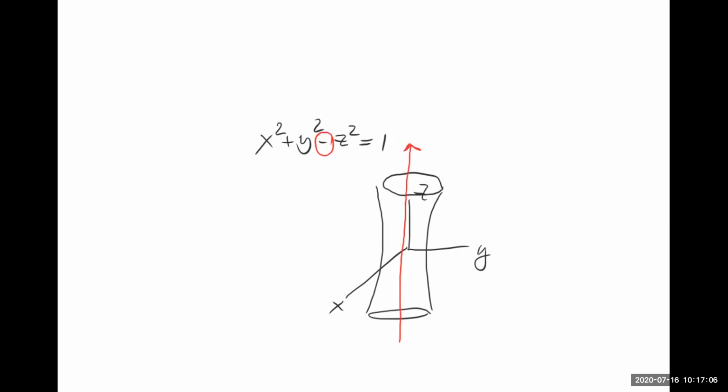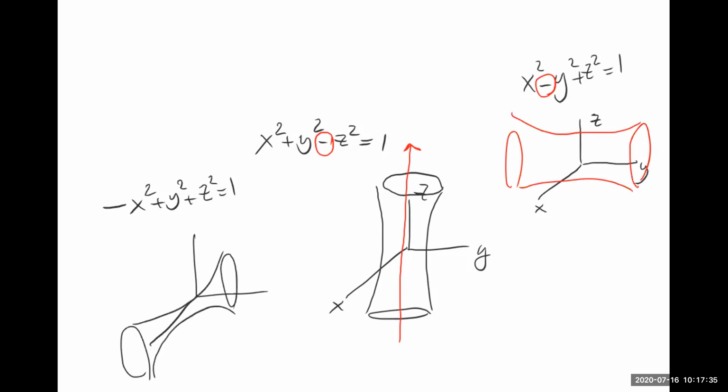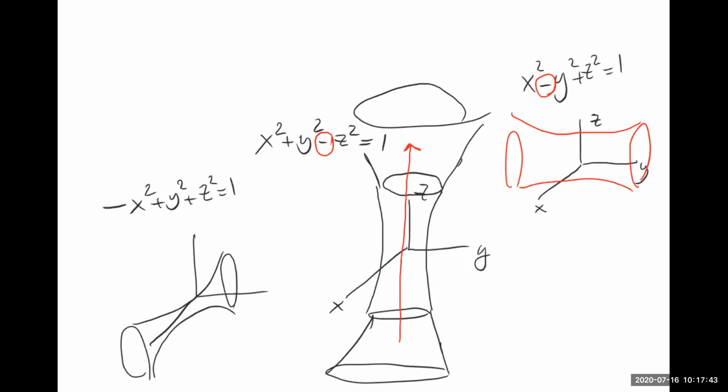If we had something like x squared minus y squared plus z squared minus 1, so this one was negative, what we would have in the x, y, z plane would have been something like this. And if we had minus x squared plus y squared plus z squared equals 1, we would have something like this. So it would kind of extend to infinity like this. That's what we would see.